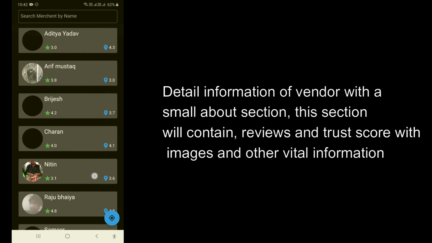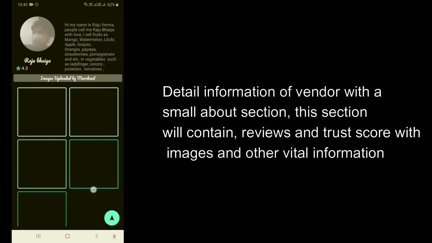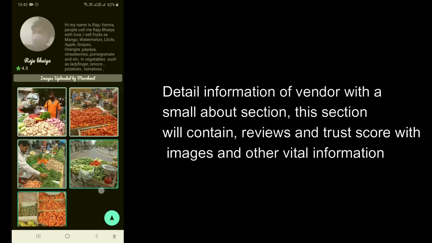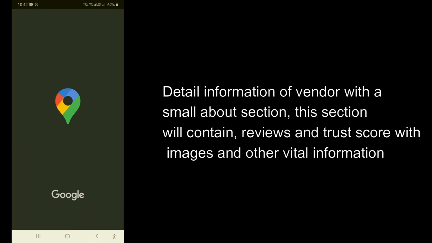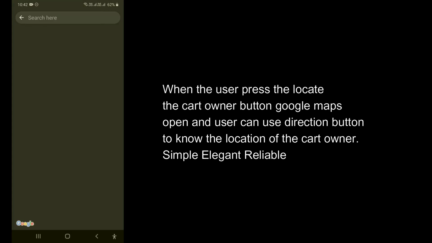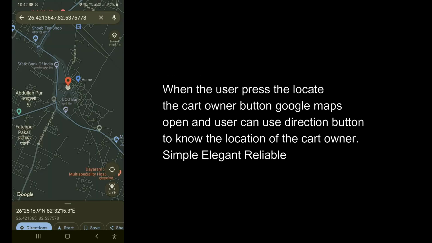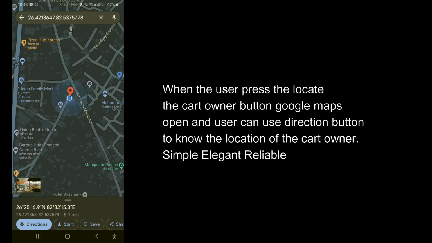When we click on Raju Bhaiya, he's a small merchant. We could see the images of what Raju Bhaiya is selling, and we could see a bio section where Raju Bhaiya is writing about what he's selling. On clicking the arrow button, we could go to the Google Map and track where the cart of Raju Bhaiya is located in real time, and then we could proceed to go to the cart of Raju Bhaiya and buy stuff.